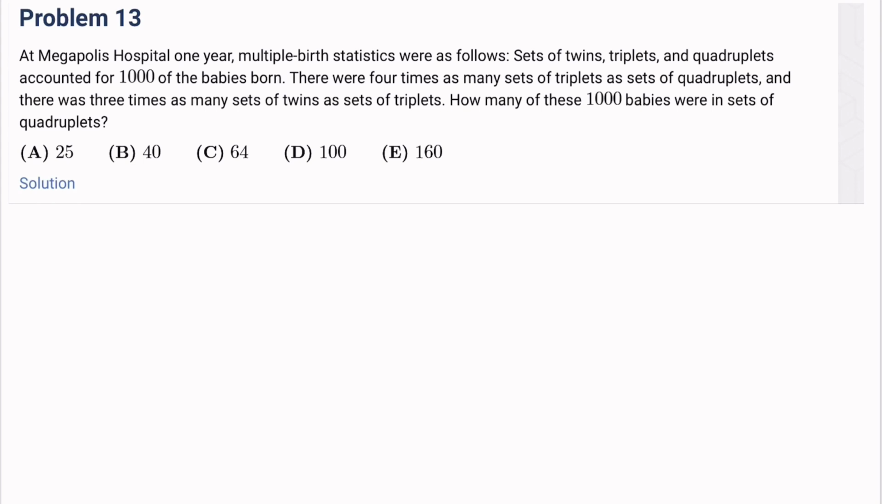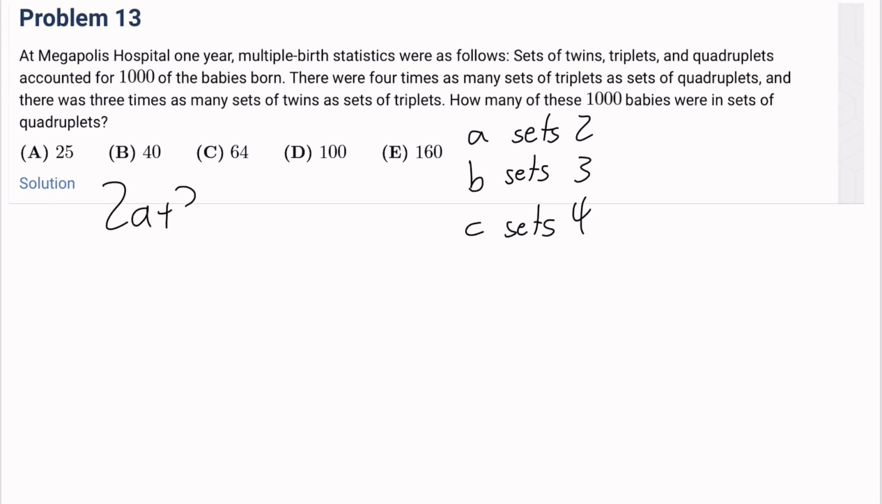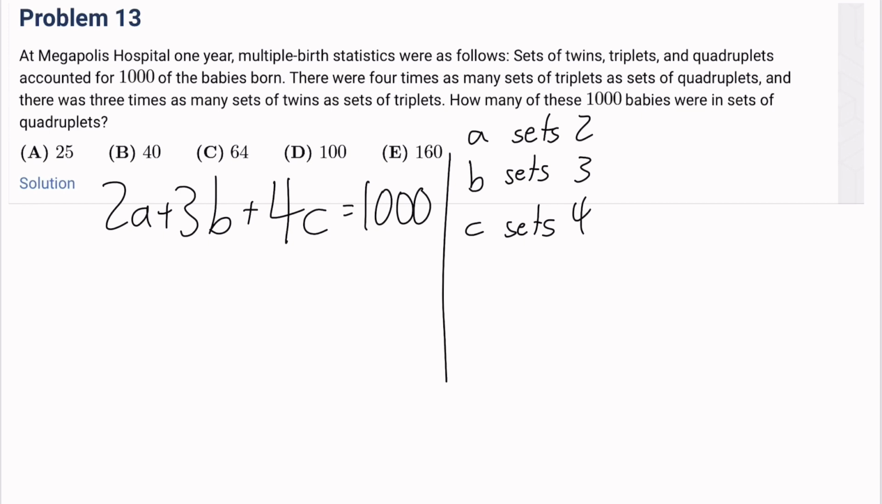Okay, so let's say that there are A sets of twins, B sets of triplets, and C sets of quadruplets, right? And so there are 1,000 babies in total. So 2A plus 3B plus 4C equals 1,000. And there were 4 times as many sets of triplets as sets of quadruplets, right?